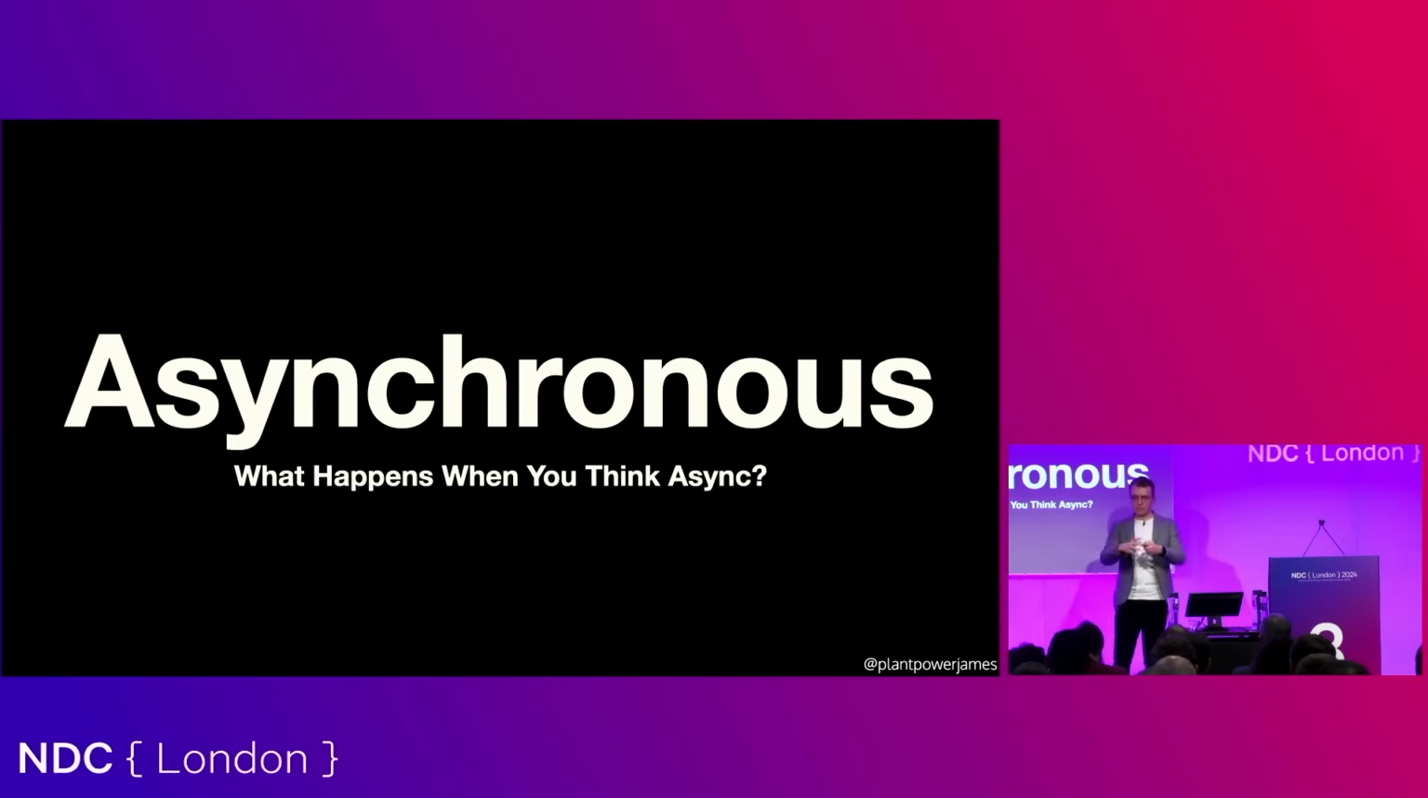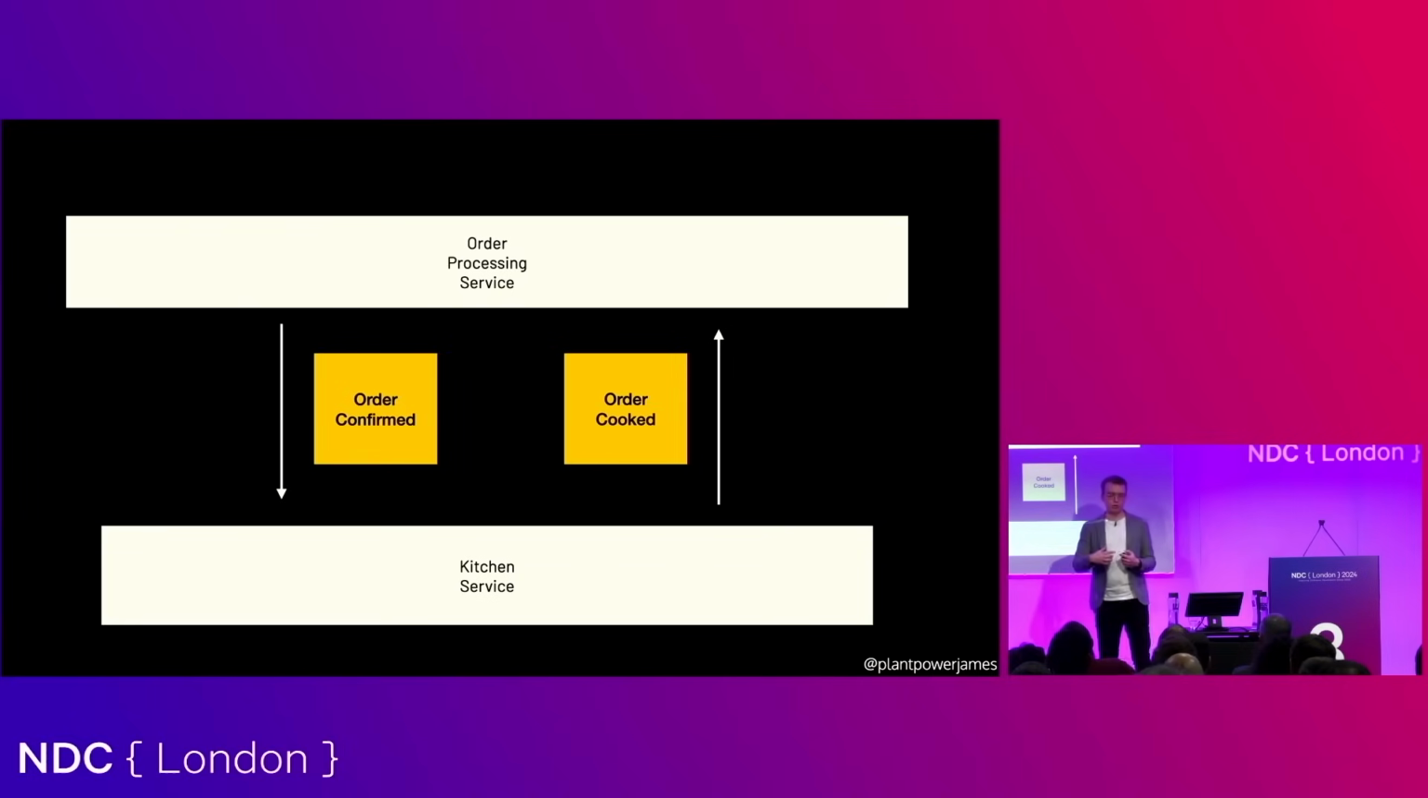Because now, instead of everything happening in process, you're publishing an event. So you might publish your order confirmed event, and at some point, hopefully, potentially, maybe later, an order cooked event will come back from your kitchen service. But you've got no way to ever guarantee that the order confirmed event makes it to the kitchen service. It's not your responsibility. You don't need to care, but obviously the business cares. The person who's ordered the pizza cares about that.